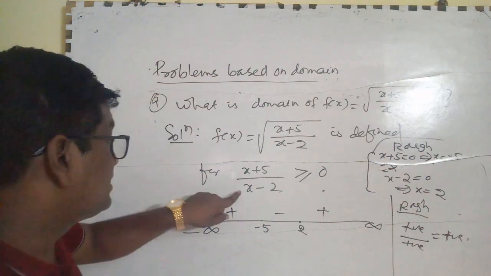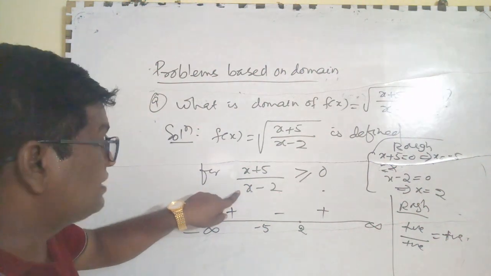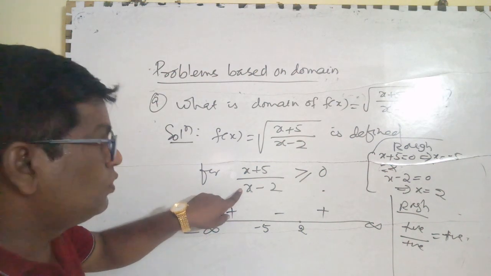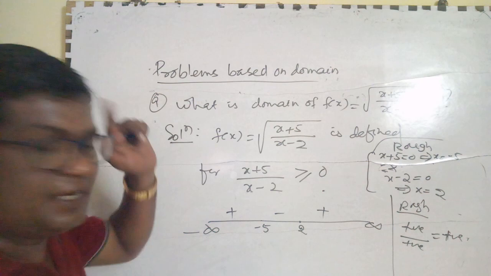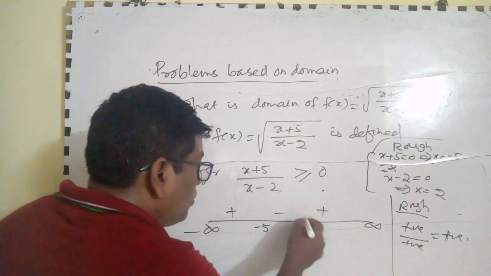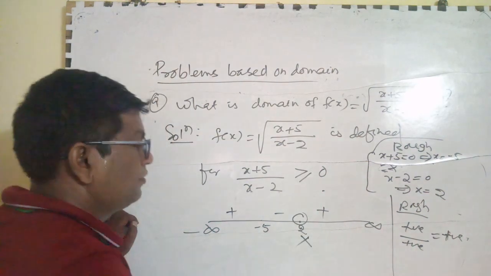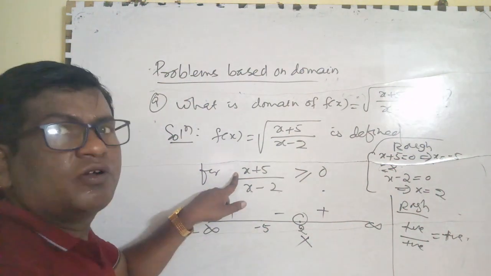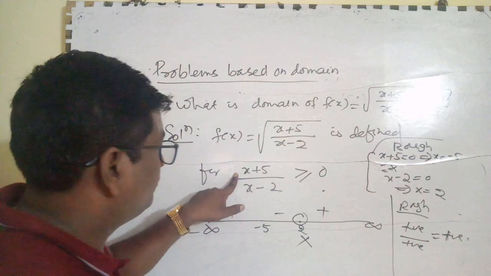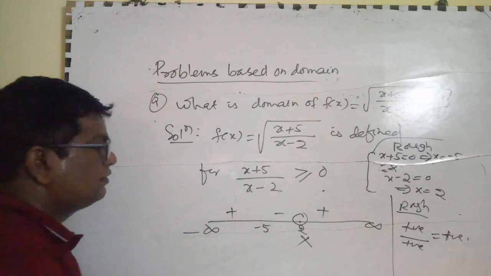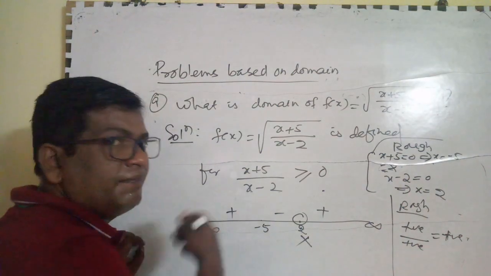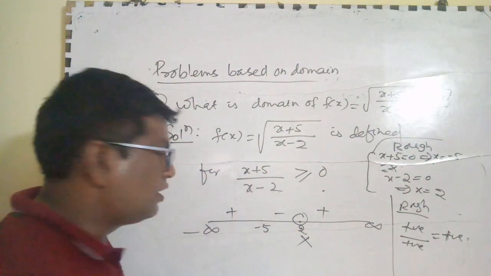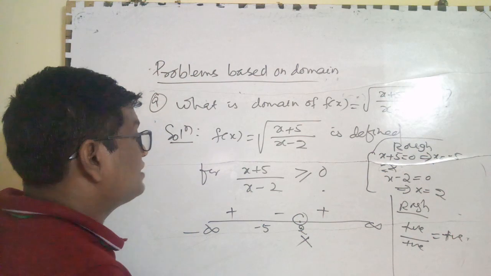Here if x equal to 2, since x minus 2 is the denominator, the function is undefined, so 2 is excluded. But if x equal to minus 5, numerator equal to 0, no problem here. So minus 5 is included, 2 excluded. And what is the sign?